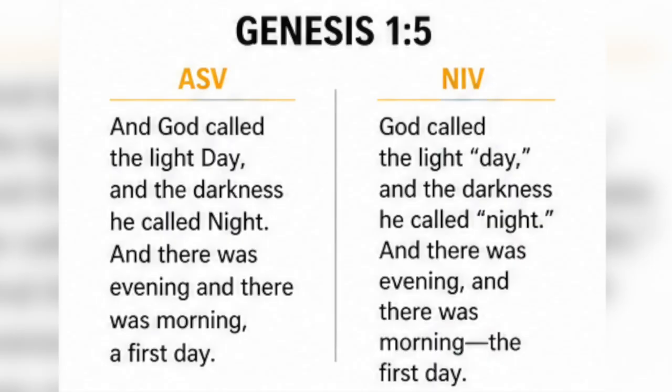Genesis 1:5 ASV. And God called the light day, and the darkness he called night. And there was evening, and there was morning, one day. NIV. God called the light day, and the darkness he called night. And there was evening, and there was morning, the first day. Verse 5, naming day and night. This is where time begins to take shape. Great, now we reach the moment where time and naming begin. This is a key shift.